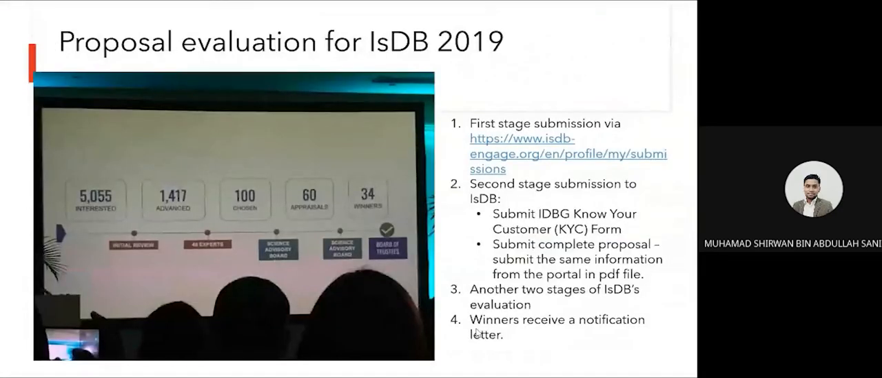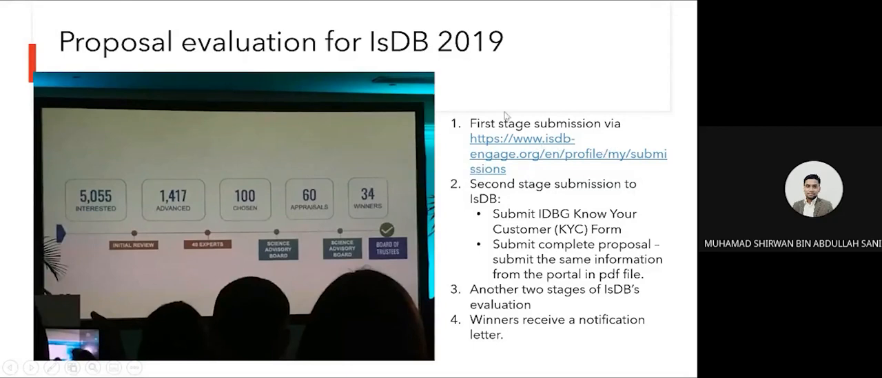Okay, and then post-proposal evaluation, there are a few stages. For example, in 2019 there were 5,000 applicants. The first stage, 1,400 were selected. And then 100 were chosen, and then 60 received appraisal, and 34 winners in 2019.